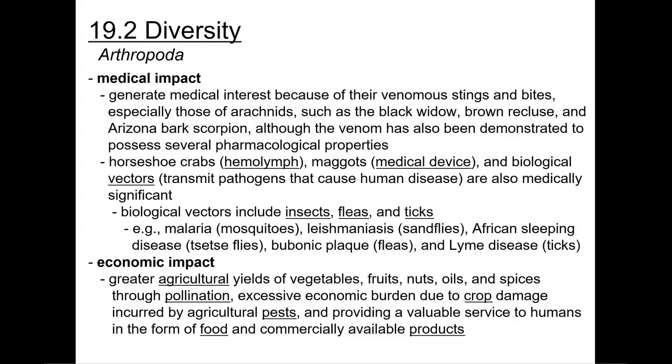Horseshoe crabs, maggots, and biological vectors are going to transmit pathogens that cause human disease and are going to be medically significant. Biological vectors are going to include things such as insects, fleas, and ticks. That means that they're going to carry these things that can make you sick. Things that they may carry are going to be malaria. So mosquitoes are vectors for malaria.